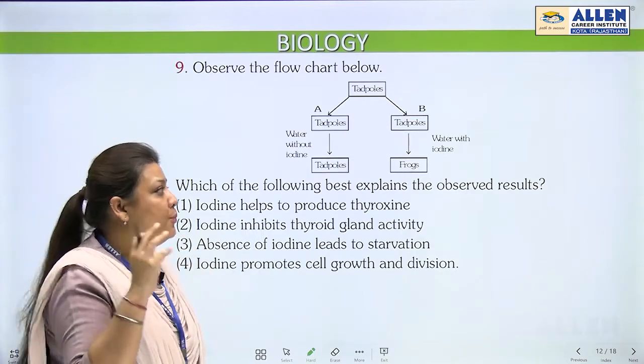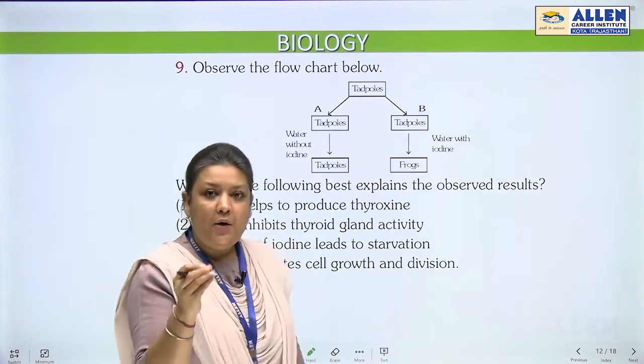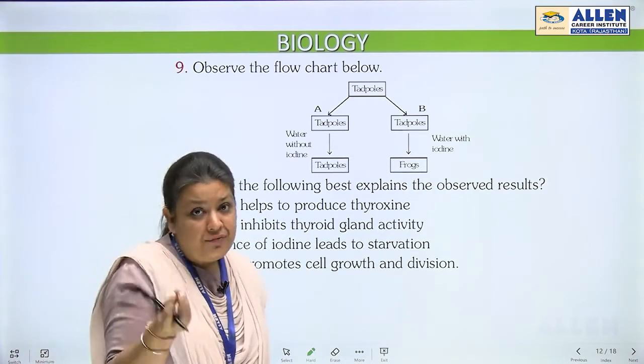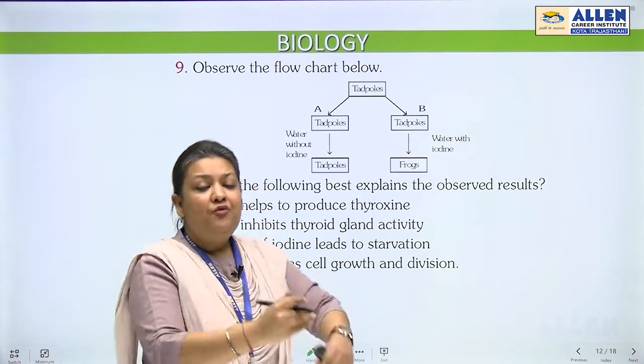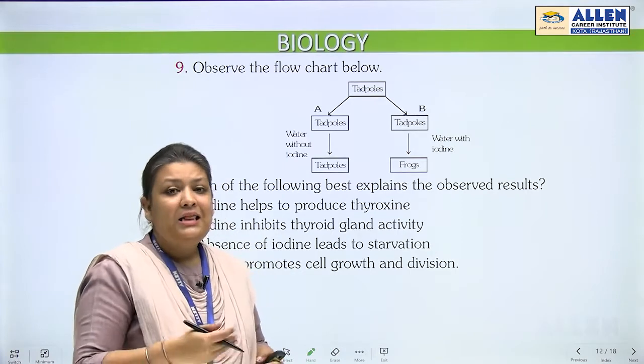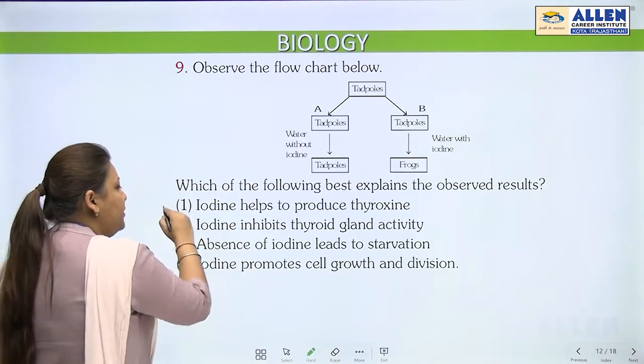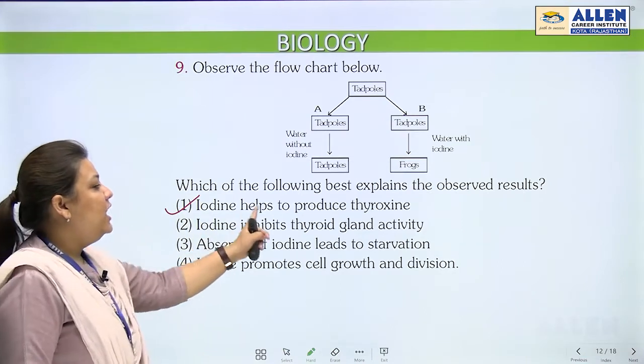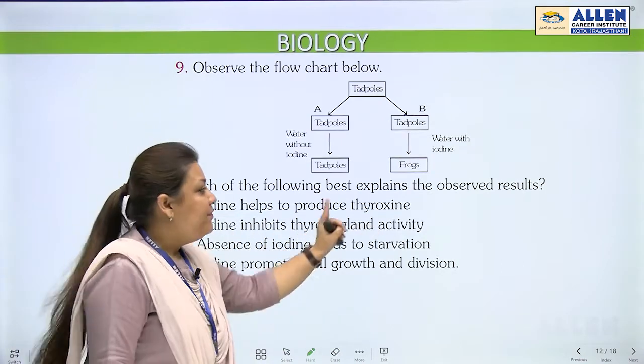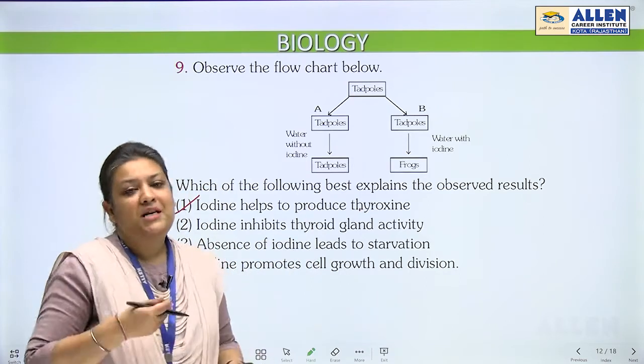Is it clear? So, because the water contains iodine, this leads to the formation of thyroxine in the tadpole, which brings about metamorphosis. That means the larva has been changed into what? That is adult. Is it clear? So, the first option is correct. Iodine helps to produce thyroxine, and thyroxine will provide what? Metamorphosis.